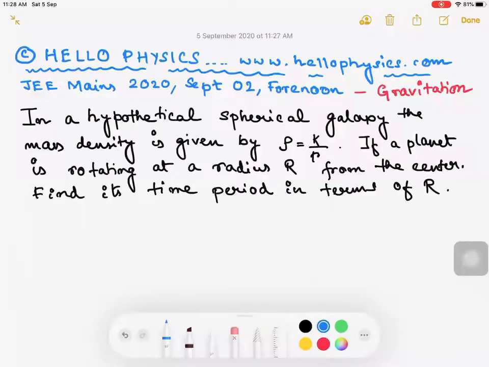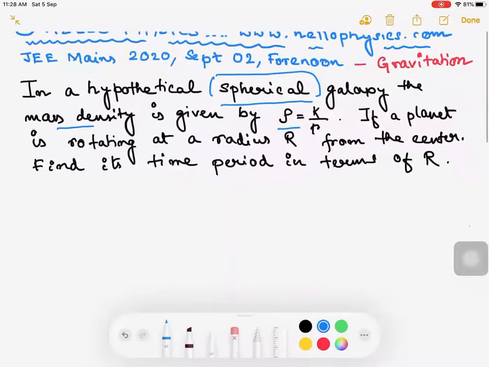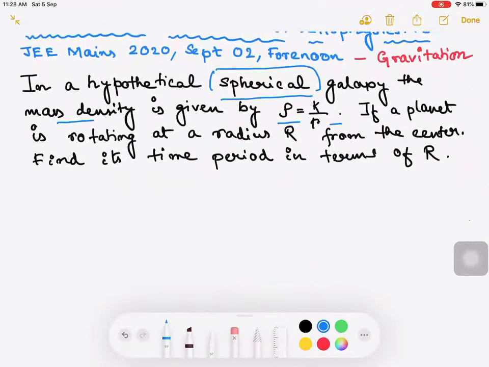In this problem from gravitation that has been asked, we have a hypothetical spherical galaxy in which the mass density is given by this. What does this mean? This means that the galaxy is everywhere. The mass of the galaxy is everywhere, but the density keeps on decreasing as one goes away from the center of the galaxy. Now, there is a planet which is rotating at a radius of capital R.